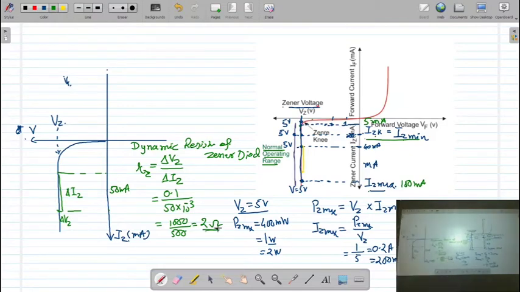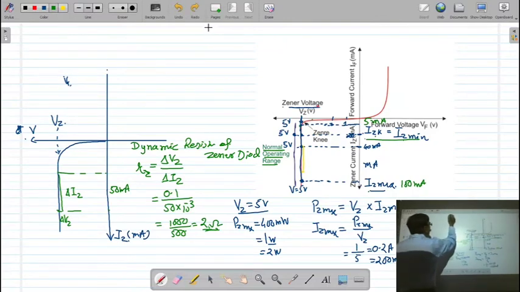It is very small compared to an average diode. In an average diode, it is in the order of 50 ohm to 100 ohm. Here it is only 2 ohm. So this dynamic resistance is very small, and therefore it is also useful for making a regulated power supply, because in a regulated power supply, the output resistance of the power supply should be as low as possible. Okay? So here it is very clear that for a regulated power supply, you should know what the Rz is.